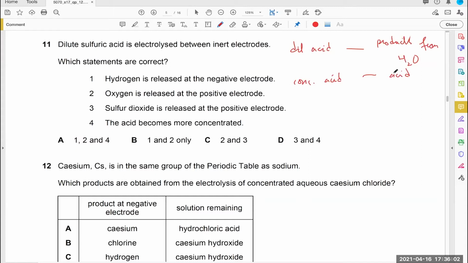The acid becomes more concentrated. Yes, because the more water you break down, the less water is left over. So the concentration of acid increases, because water is leaving the solution. So 1, 2, and 4 are correct in this. If you have any question at any stage, feel free to ask.